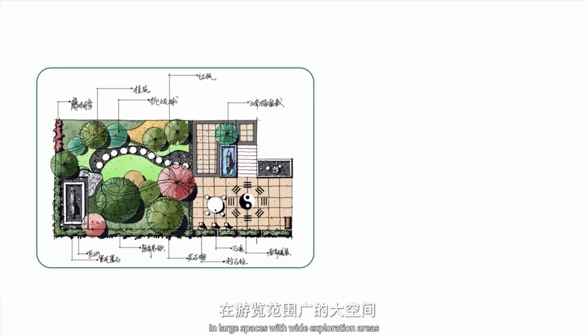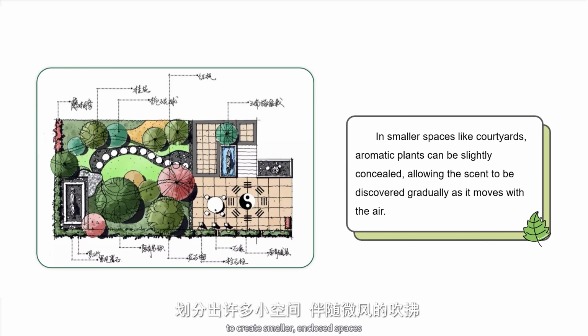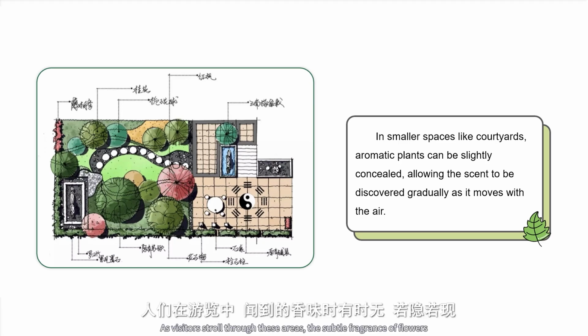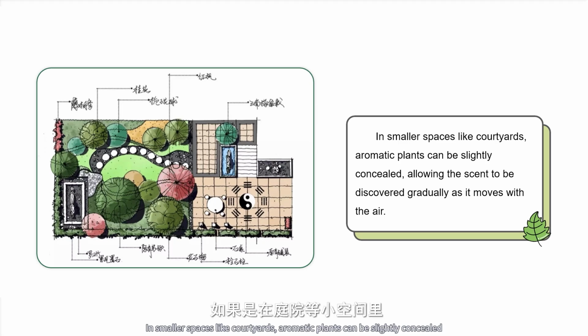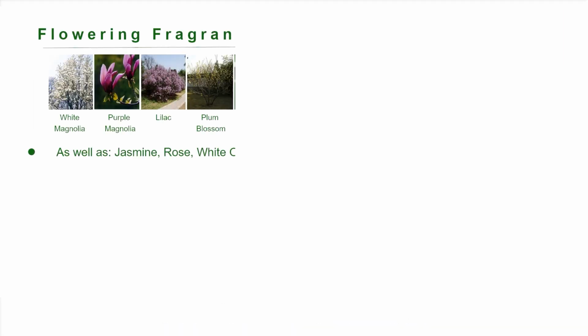In large spaces with wide exploration areas, designers often use the natural rise and fall of the terrain or intentional partitions to create smaller, enclosed spaces. As visitors stroll through these areas, the subtle fragrance of flowers is carried intermittently by the breeze, creating a fleeting, elusive experience. In smaller spaces like courtyards, aromatic plants can be slightly concealed, allowing the scent to be discovered gradually as it moves with the air.